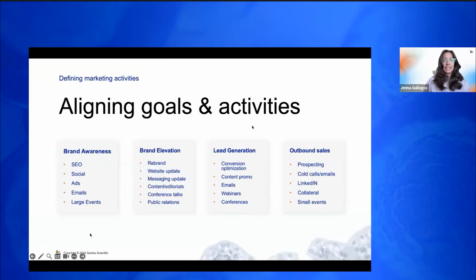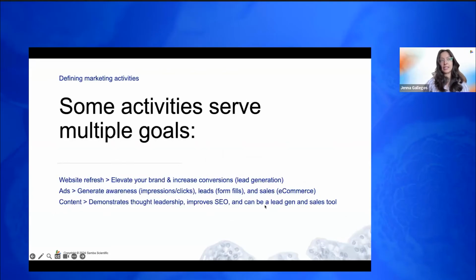All right, this is the same slide as before, aligning our goals and activities. I just wanted to bring it back for reference again because I know it's a lot of different information, but basically once you've worked with your team to identify your specific goals and measurables, you want to make sure you're picking activities that are going to lead up into those goals and measurables. Also worth noting here that some activities are going to serve multiple goals.